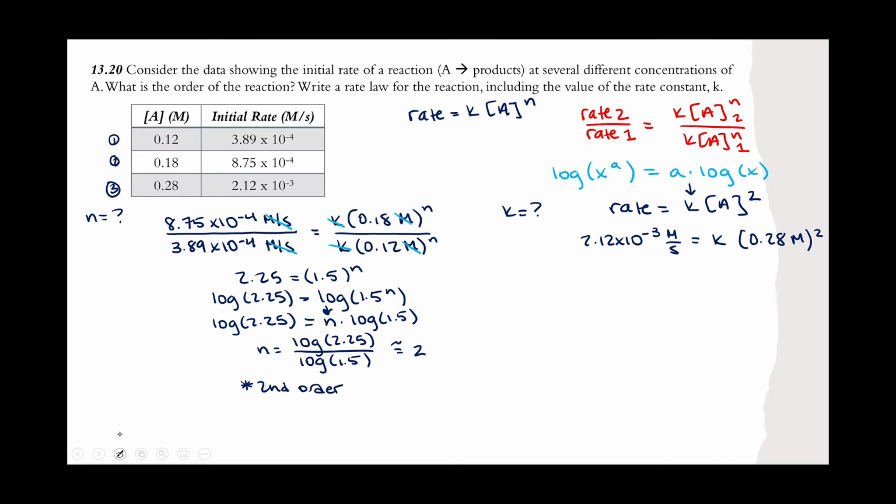Now this exponent 2 is going to distribute to both the number and the unit. If I go ahead and just rewrite this, we get K times 0.28 squared comes out to be 0.078, and then we would have molarity squared. We want to solve for K, so I am going to isolate that variable by dividing both sides by the 0.078 molarity squared. Doing so gives me this.